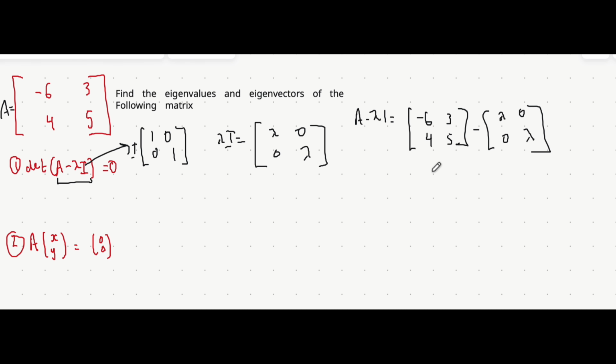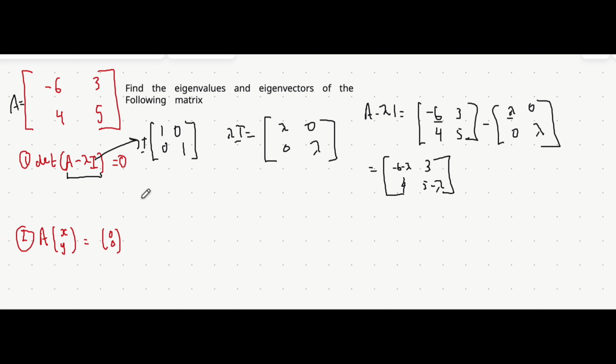Now, when we take away, it honestly looks more difficult than it is, but all you're doing is this component take away this component. So minus 6 take away lambda. Here you're doing 3 take away 0 to get this answer here, which is 3. 4 take away 0 is 4. And then 5 take away lambda is 5 minus lambda. What we now need to do is find the determinant of this matrix and make it equal to 0.